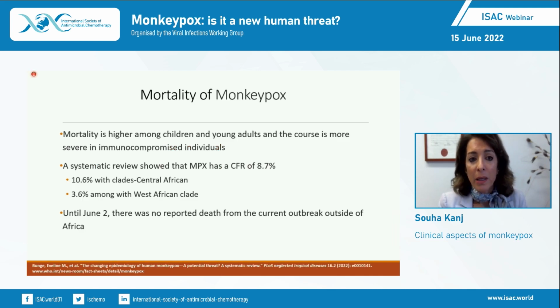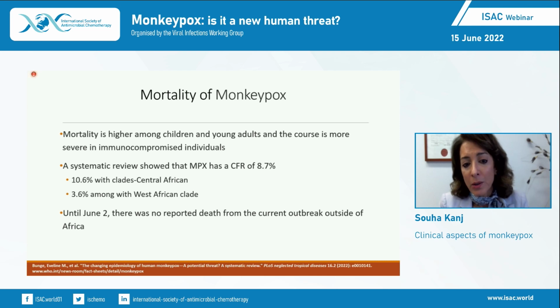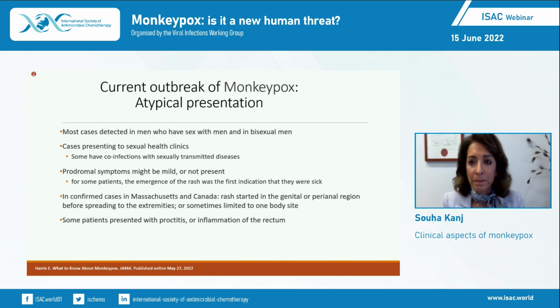Now, the mortality of monkeypox is higher among children and young adults, and the course tends to be more severe in patients who are immunocompromised. A systematic review showed that monkeypox has a case fatality rate of 8.7%. And as we've heard, the Central African clade tends to have a higher case fatality rate of 10%, as opposed to the West African clade, which gives a fatality rate of 3.6%. Now, until June 2, there were no reported deaths from the current outbreak outside of Africa.